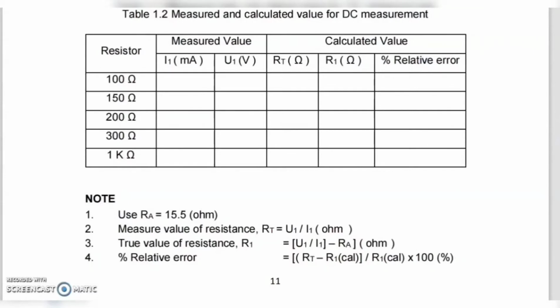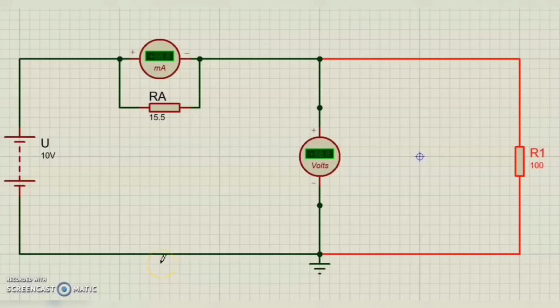For activity 2, we need to find I1 and U1. Firstly, we need to connect all components based on the circuit diagram. We have R1 with value 100 ohm, voltmeter, ammeter with internal resistance 15.5 ohm, and DC supply with voltage 10 volt. Firstly, we try to put 100 ohm, then we run it. So here is the output.